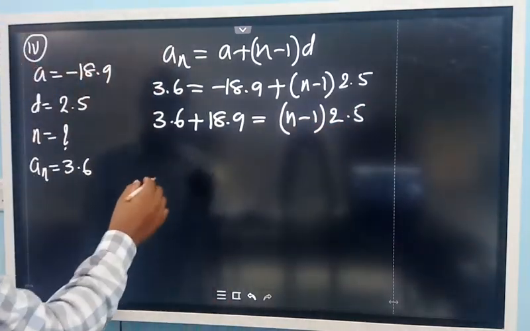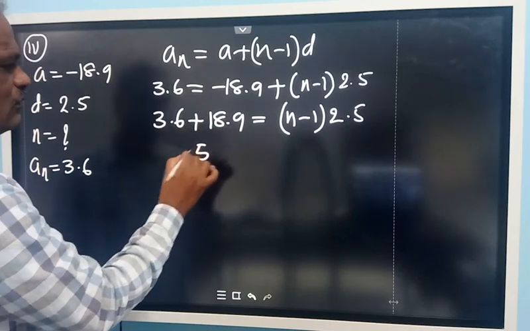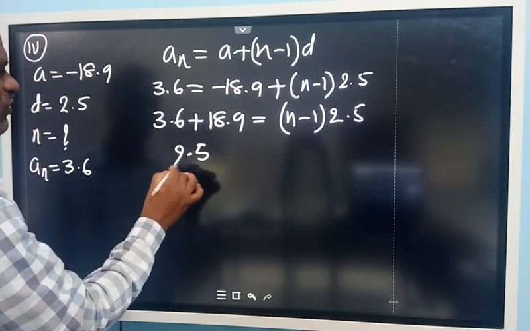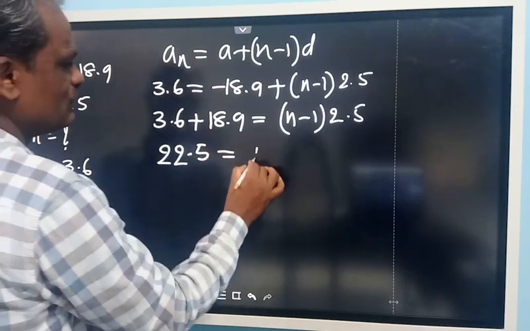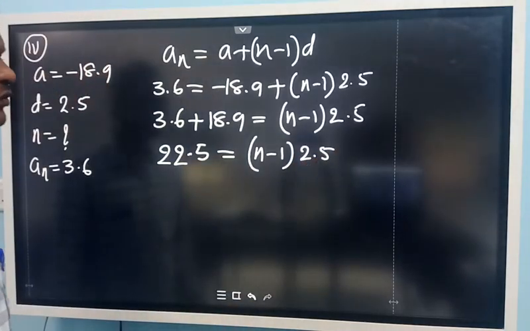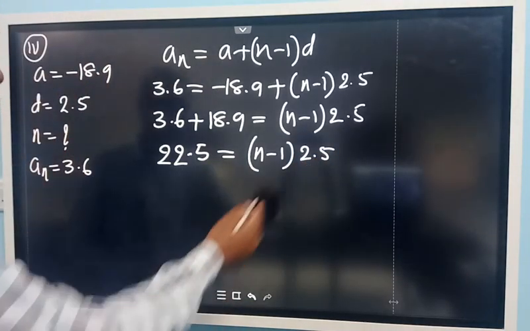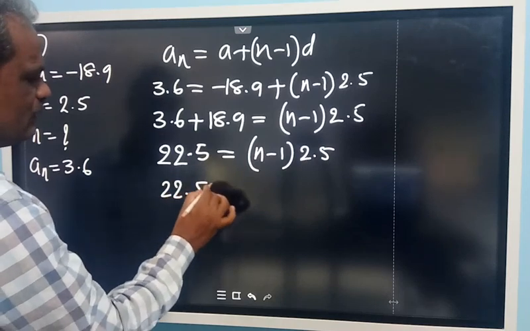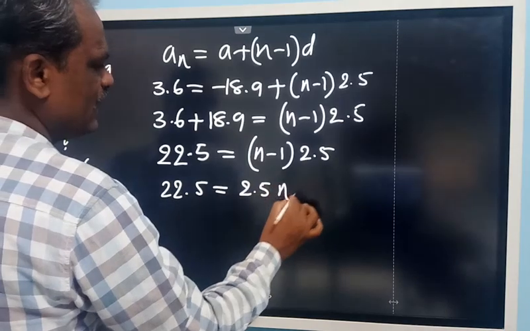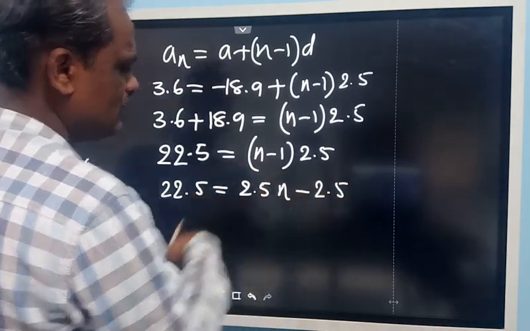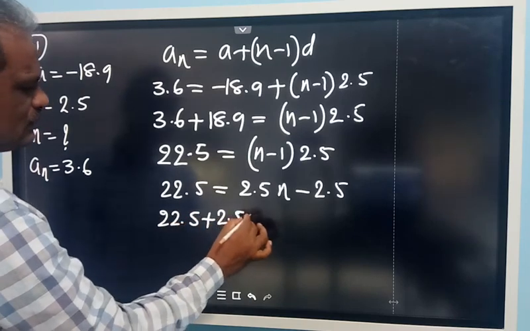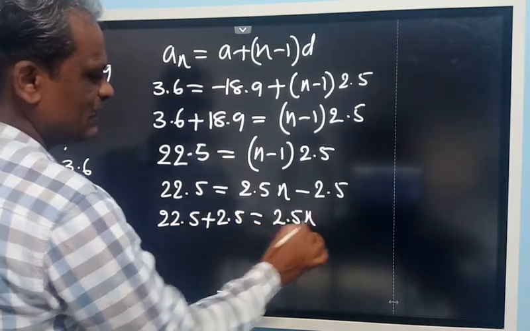Okay, add these two numbers. So 3.6 plus 18.9 is 22.5, equal to N minus 1 into 2.5. So you want to find out the value of N here. So multiply this one. 22.5 is equal to 2.5 N minus 2.5. Transfer to the left side. 22.5 plus 2.5 is equal to 2.5 N.